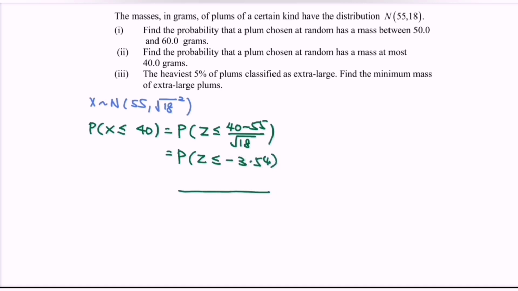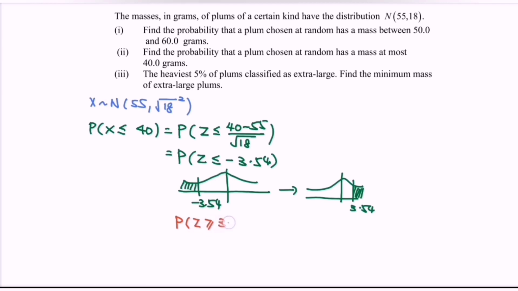So kindly refer to the diagram. Negative 3.54, so here will be the region. Do remember to reflect the situation, so 3.54. Rewrite the formula: probability that z is greater than or equal to 3.54. Refer to the statistical table, and we will have the answer 0.0002.